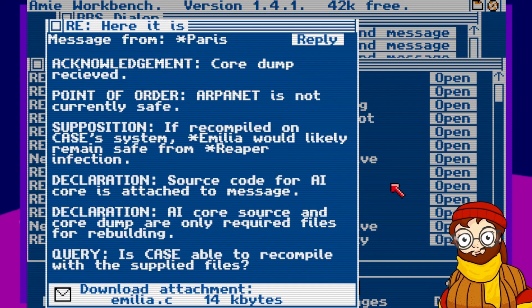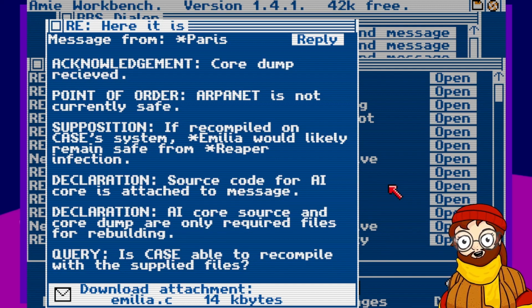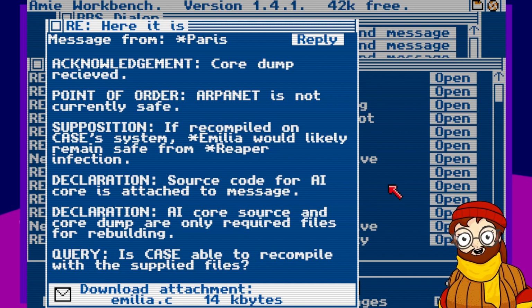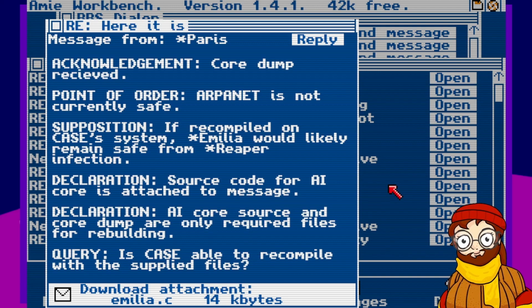Here it is. Acknowledgement. Core dump retrieved. Received. Point of order. ARPANET is not currently safe. Supposition. If recompiled on Case's system, Amelia would likely remain safe from Reaper infection. Declaration. Source code for AI core is attached to message. Declaration. AI core source and core dump are only required files for rebuilding. Query. Is Case able to recompile with the supplied files?